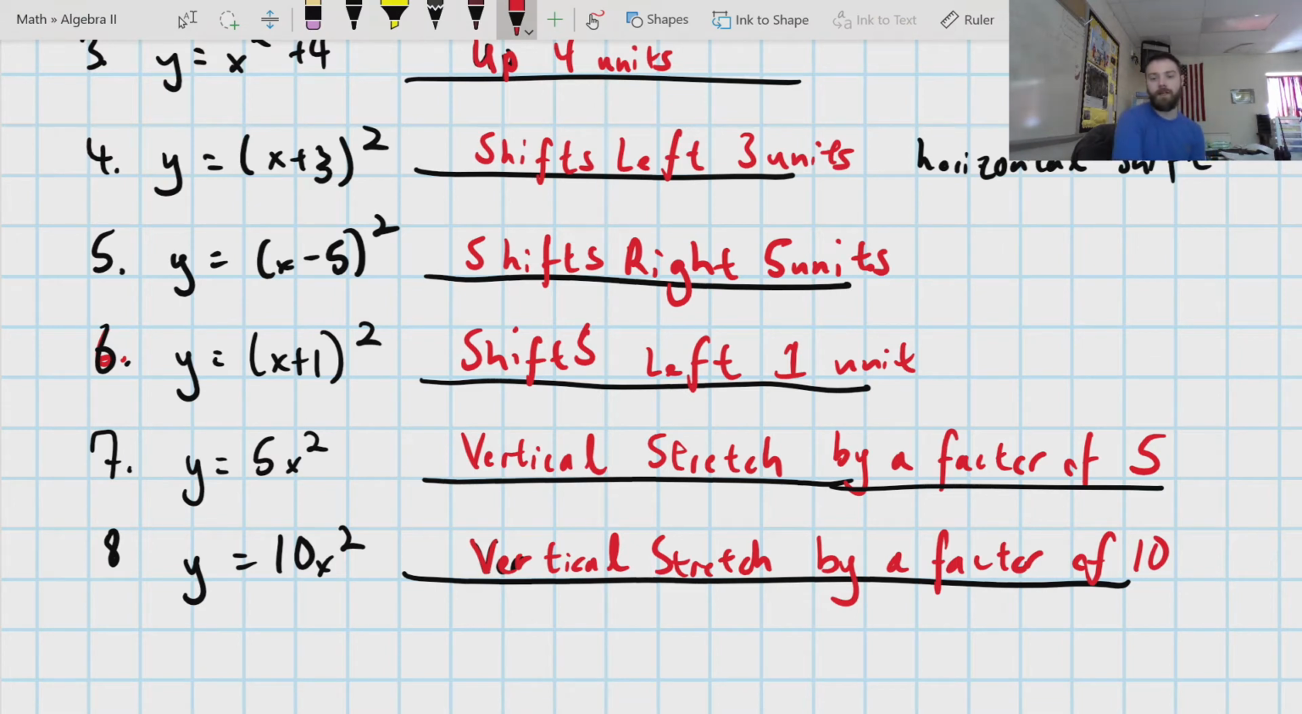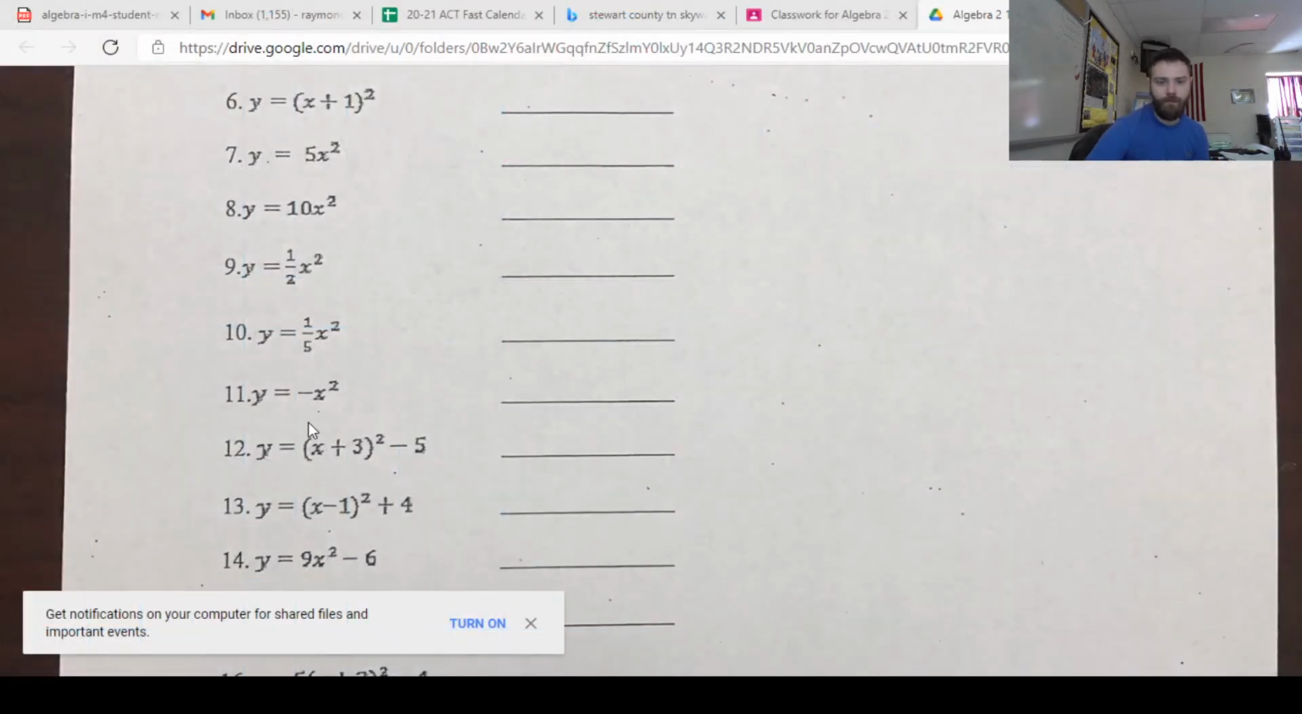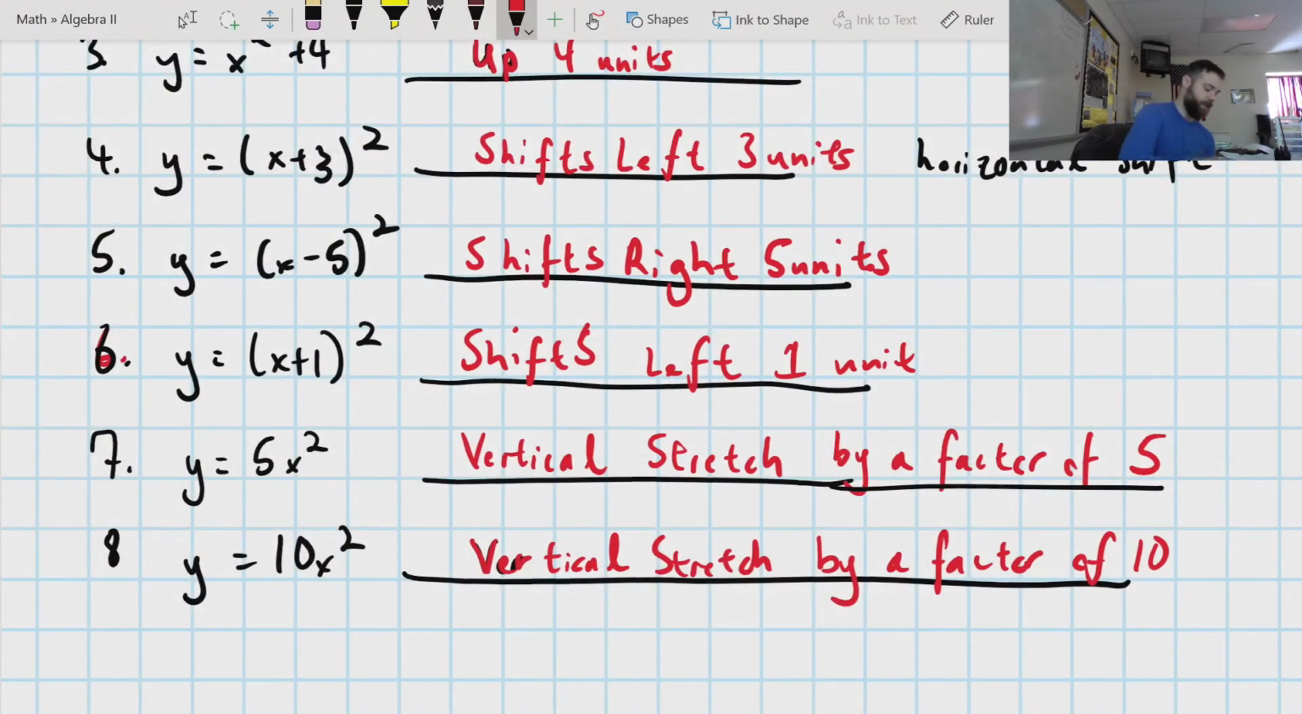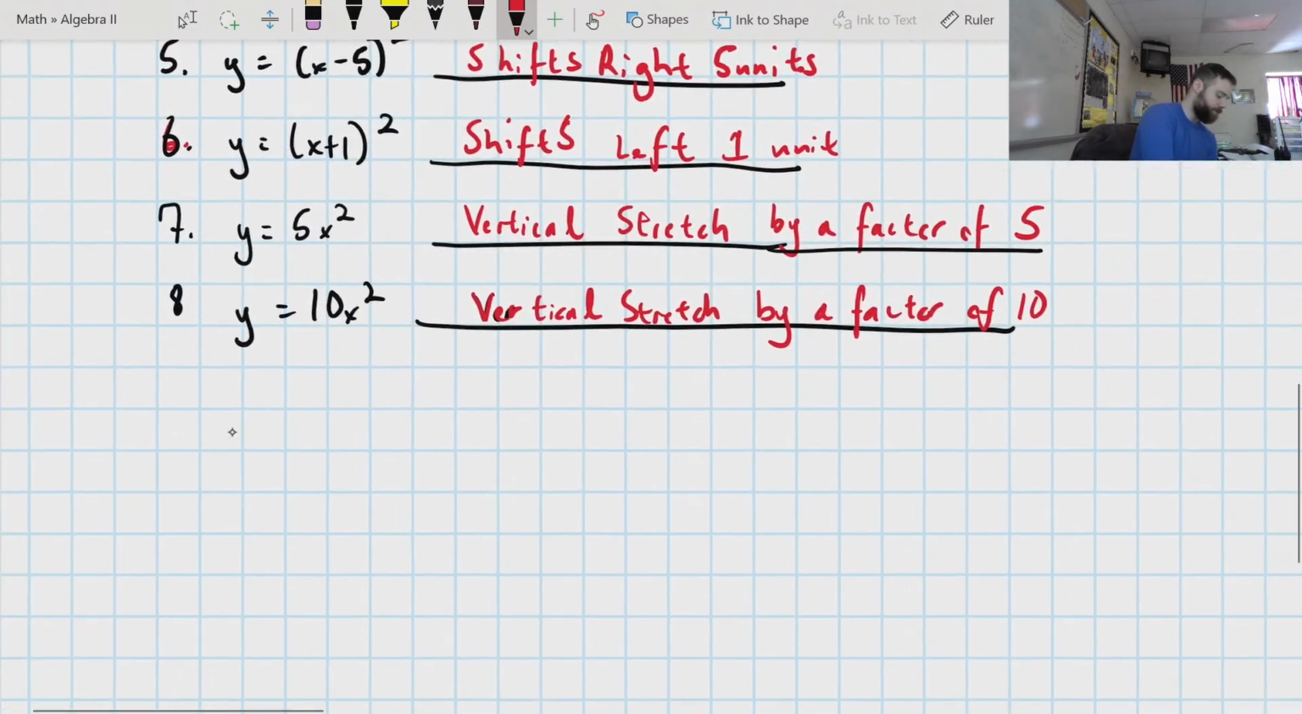So a vertical stretch by a factor of 10. That's what's going on here. And then we've got 1/2 x squared and 1/5 x squared. So I'm going to go ahead and write those down for 9 and 10.